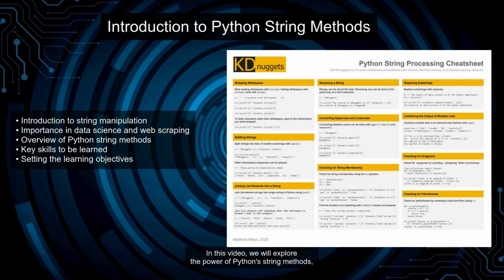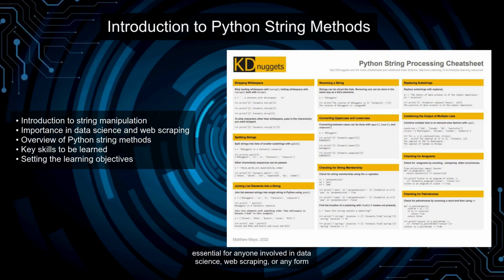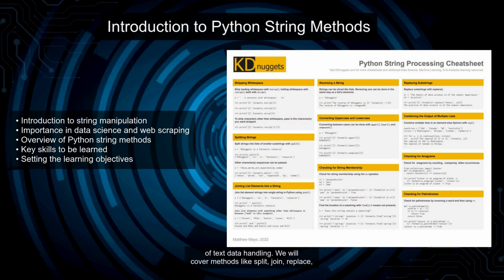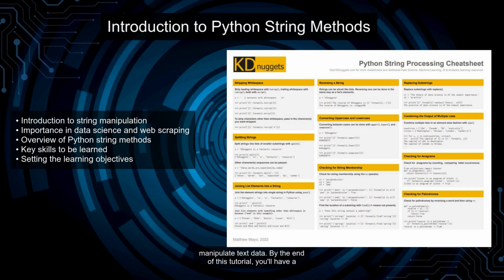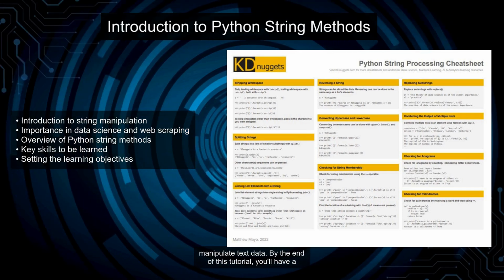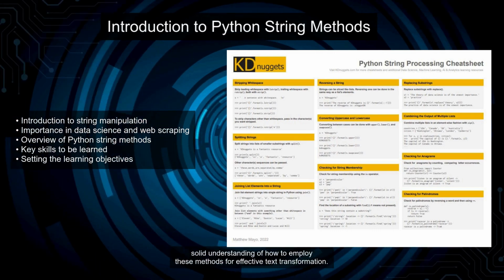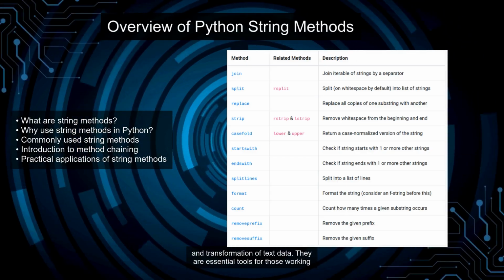In this video, we will explore the power of Python string methods, essential for anyone involved in data science, web scraping, or any form of text data handling. We will cover methods like split, join, replace, and many more, providing you with the tools to efficiently clean and manipulate text data. By the end of this tutorial, you'll have a solid understanding of how to employ these methods for effective text transformation.